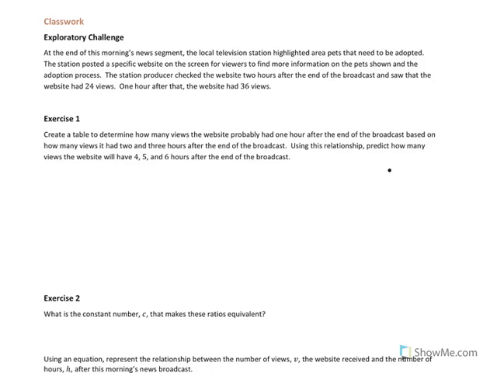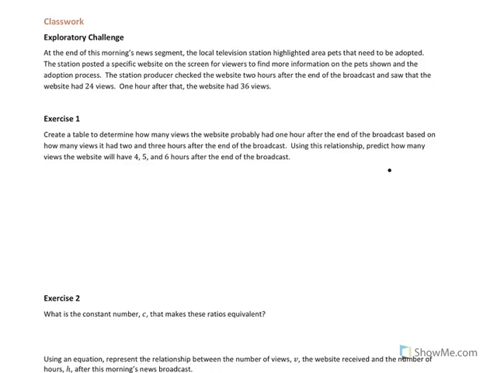Exercise 1 is asking, create a table to determine how many views the website probably had 1 hour after the end of the broadcast based on how many views it had 2 and 3 hours after the end of the broadcast. Using this relationship, predict how many views the website will have 4 and 5 hours after the end of the broadcast. So before we can do anything else, let's go back to the broadcast and see what the producer found and the information that he gave us so that we can write it out.